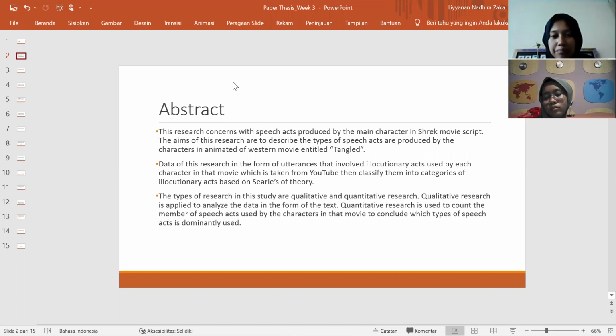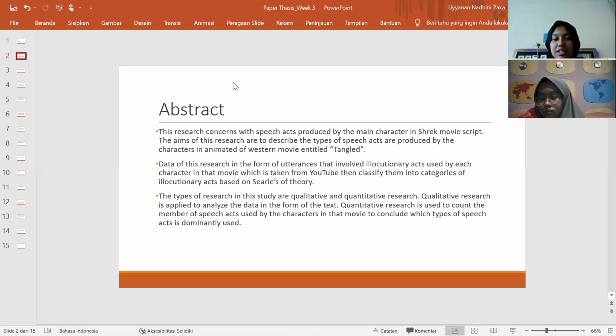That is the abstract. This research is concerned with speech acts produced by the main character in a short movie script. The aim of this research is to describe the types of speech acts produced by the characters in the animated Western movie entitled Tangled. The data of this research are utterances that involve illocutionary acts used by each character in that movie, which are taken from YouTube, then classified into categories of illocutionary acts based on the theory.